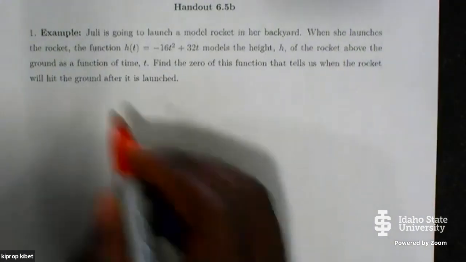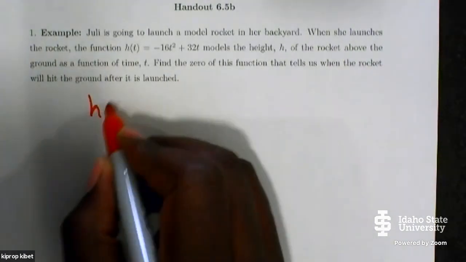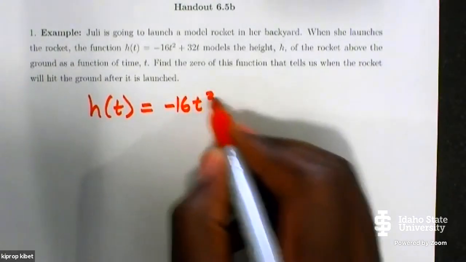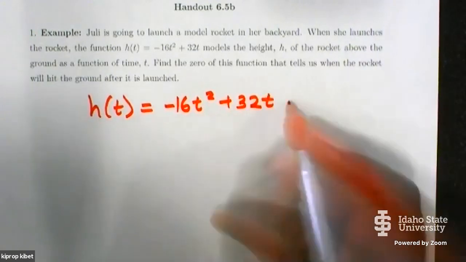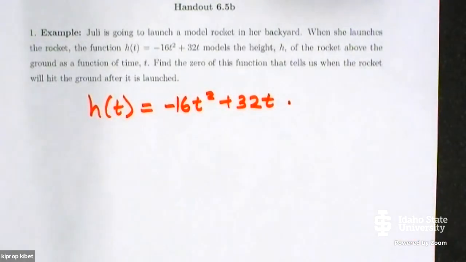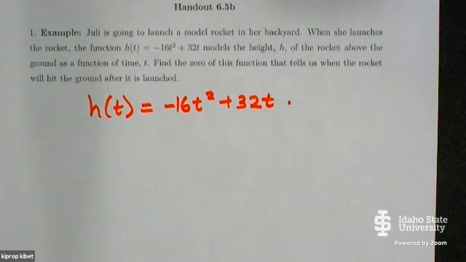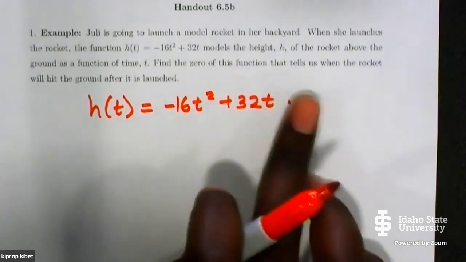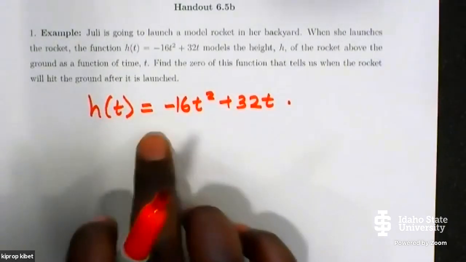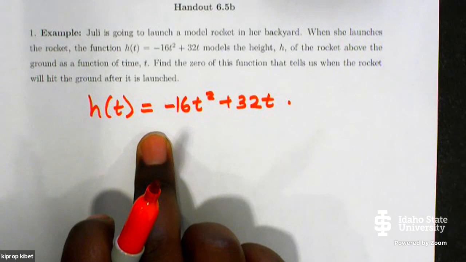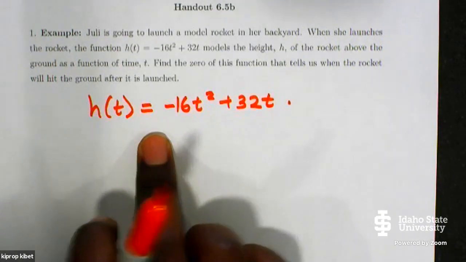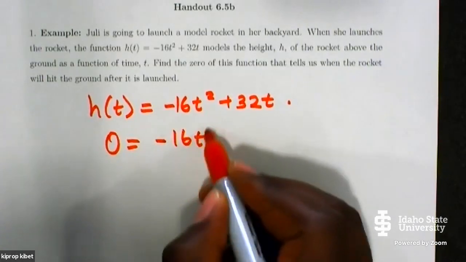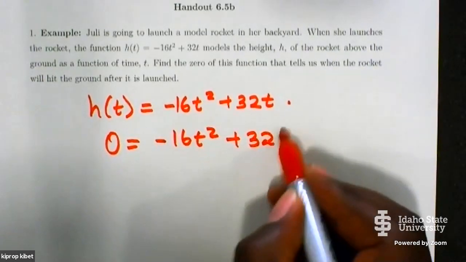So this function, we have h of t equals minus 16t squared plus 32t. We are told to find the zero of this function, the zero that tells us when the rocket will hit the ground. So what is the zero of that function? That means 0 equals minus 16t squared plus 32t.